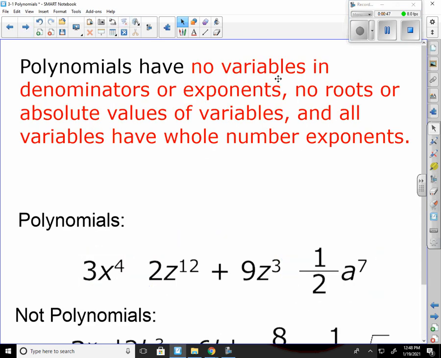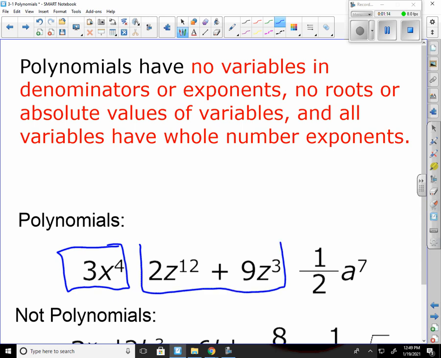Polynomials have no variables in denominators or exponents. They also have no roots or absolute values of variables, and all variables have to have whole number exponents. I guess I should have spaced these out better. But these are all examples of polynomials.